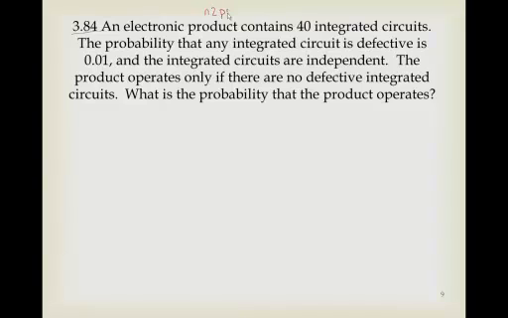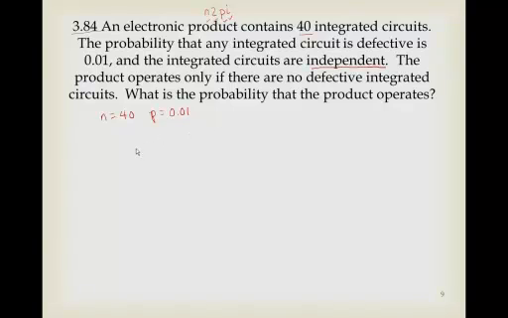Let's look at that. Do we have n? Yep, we got 40. n is equal to 40. Do we have only 2 outcomes? Well, it's either defective or it's not defective. So we're good there. Check. What about the probability? Yep, the probability any integrated circuit is defective is 0.01. So we've got p is equal to 0.01. Check. Independent? Well, it says they're independent. So yeah, that's a check too. So we can use the binomial distribution.